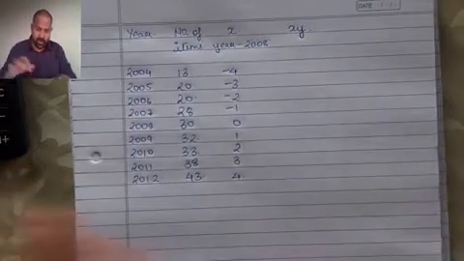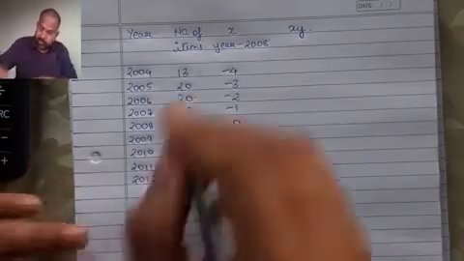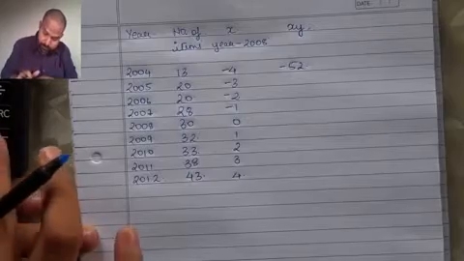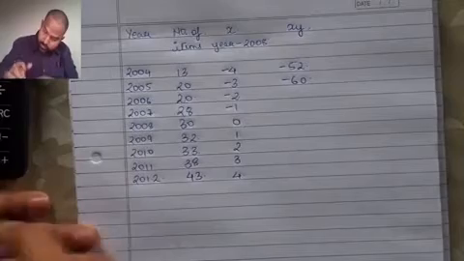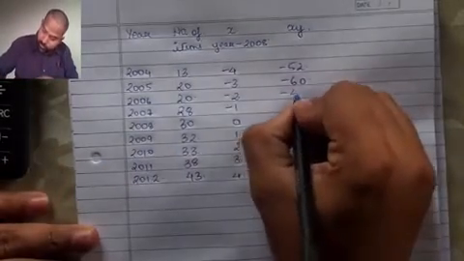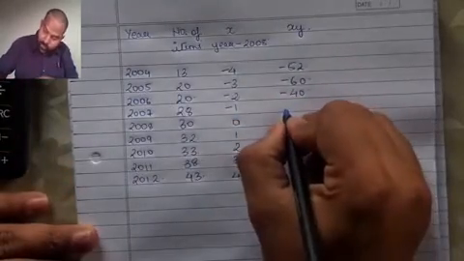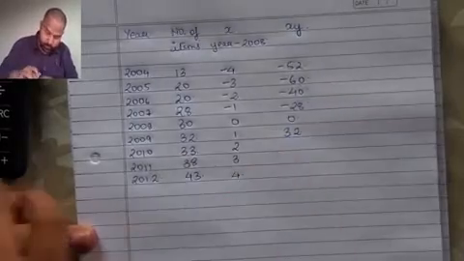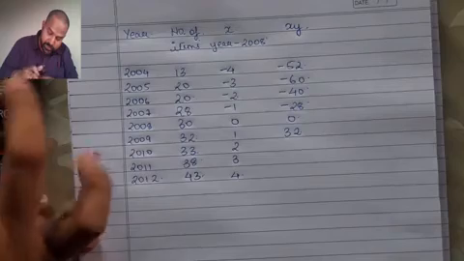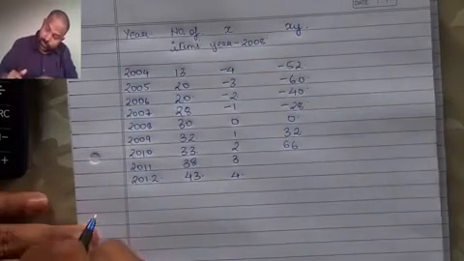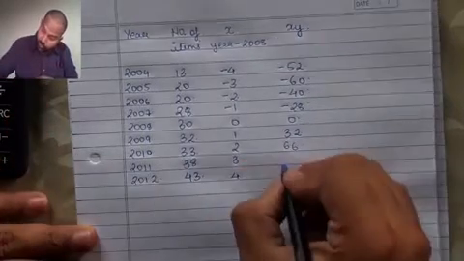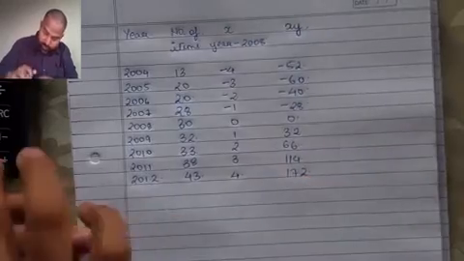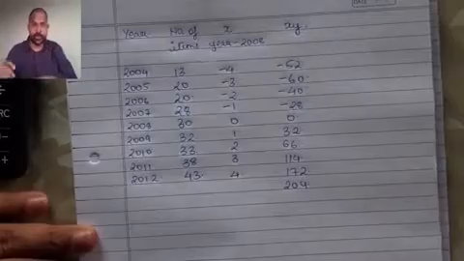So let's start with 13 into 4 is 52, but negative. Subtract it from memory because it's negative. Then you have 20 into 3 is 60, but negative. Then we have 20 into 2 is 40, but negative. Then we have 28 into 1 is 28, but negative. Then we have 0. 32 into 1 is 32. Now positive, so add it to memory. 33 into 2 is 66. Add that to memory. 38 into 3 is 114. Add that to memory. And lastly, 43 into 4 is 172. Add that to memory. Recall memory. According to me, it should be 204.